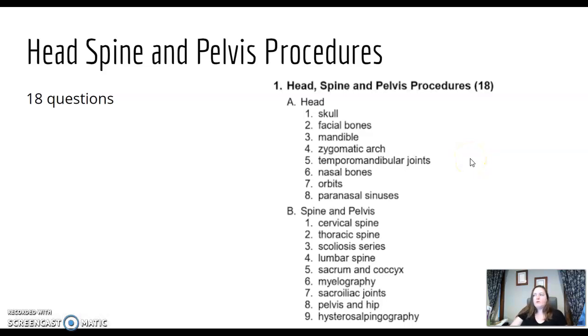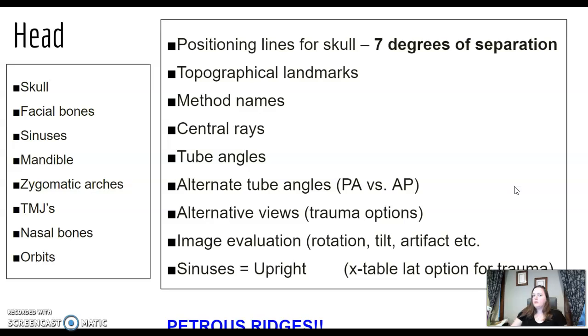For ARRT, for procedures under the head section, and again, this will be 18 questions. These are what they list as possible areas to have questions on. Some tips I have for head are to review these positioning areas: skull, facial bones, sinuses, mandible, zygomatic arches. TMJs, nasal bones, orbits would be small. Don't spend a lot of time on those.